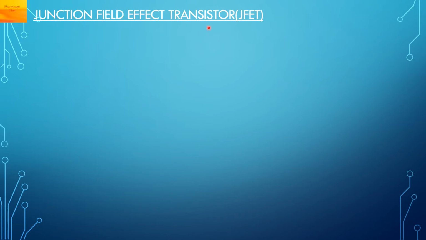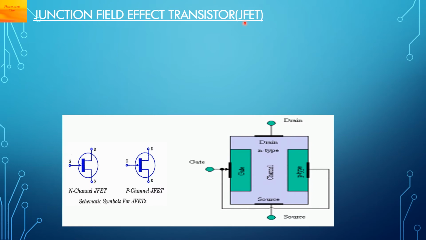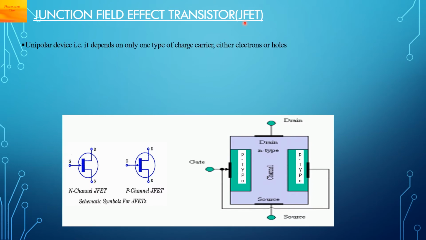Junction field effect transistor, in short we call it as JFET. It is a unipolar device, that is, it depends on only one type of charge carrier, either electrons or holes. It is a piece of N-type semiconductor as shown in this diagram. From both the sides, from the top and the bottom, the leads or the terminals are taken out. The lower end terminal is called the source terminal. The upper end is called the drain.